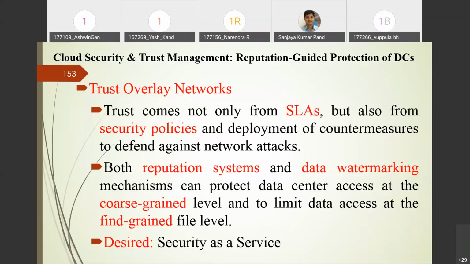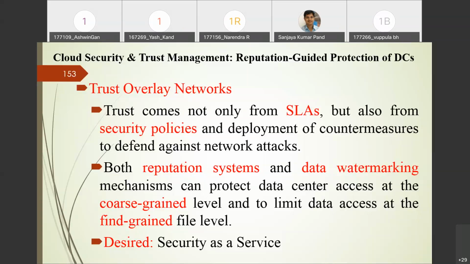That's why it is said that sometimes it is not only specified in the SLA but also in the form of security policies and deployment of countermeasures to defend against network attacks. Right? So the basic mechanism needs to be defined in the form of the cross-domain network. Both a reputation system, or you can go for data watermarking, or you can say data coloring system mechanisms, can protect data center access at the coarse grain level as well as limit the access at the fine grain level, right? In the top level it is required, and in the detailed view, that is the fine grain level, it is also essential. So both things will be enabled with the help of this trust and reputation system.